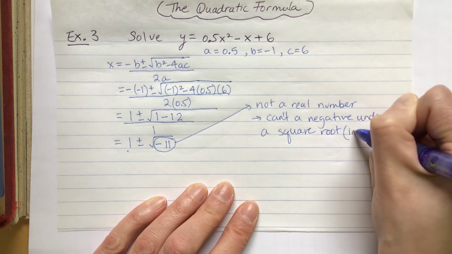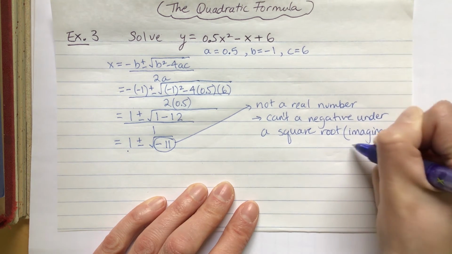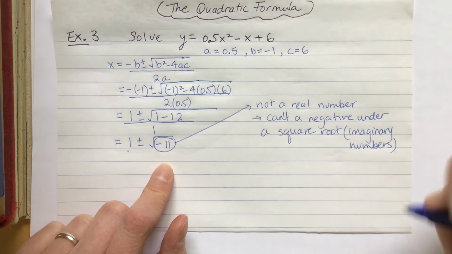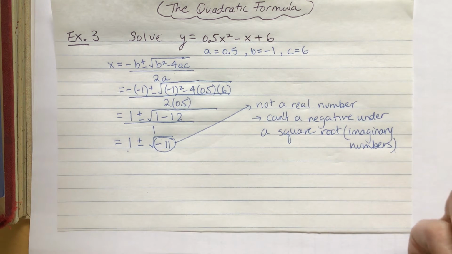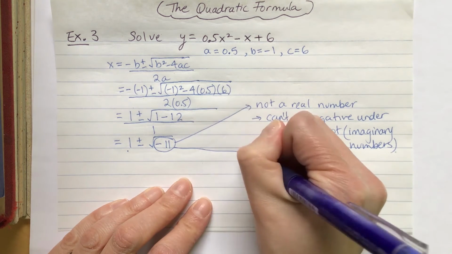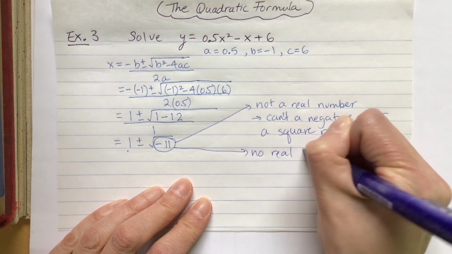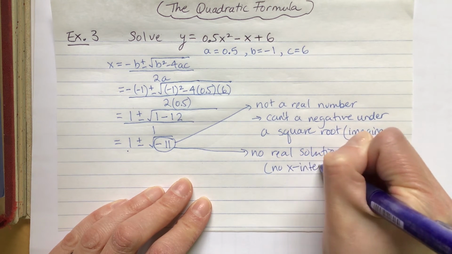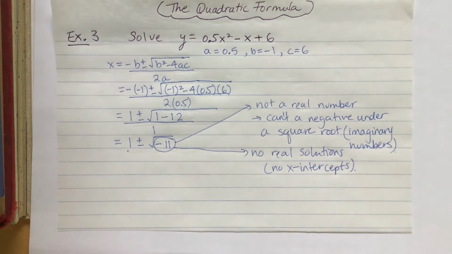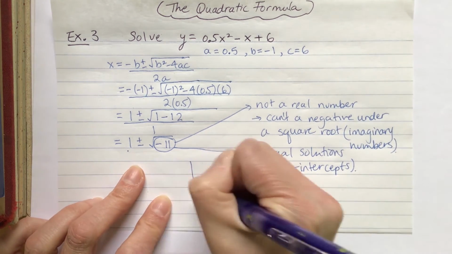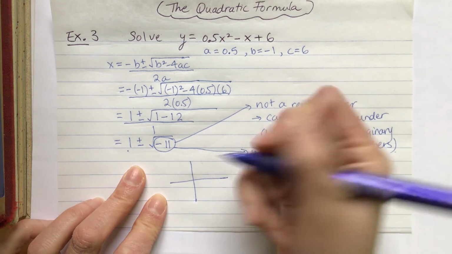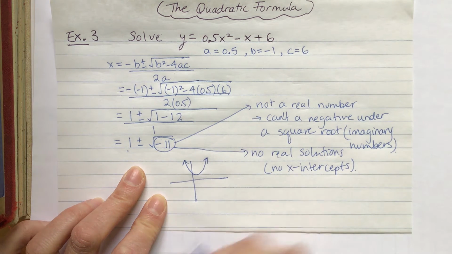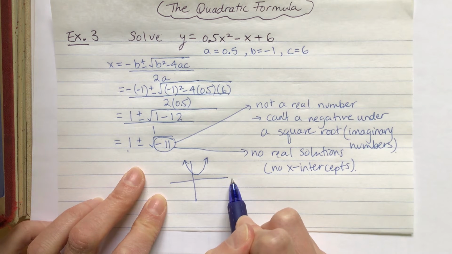Right? Because then that gives us imaginary numbers. So we don't need to do anything further with this other than state that there are no real solutions, which means that there's no x-intercepts. Okay, and recall this sort of graph will look something like this. Okay, so it's not crossing the x-axis.